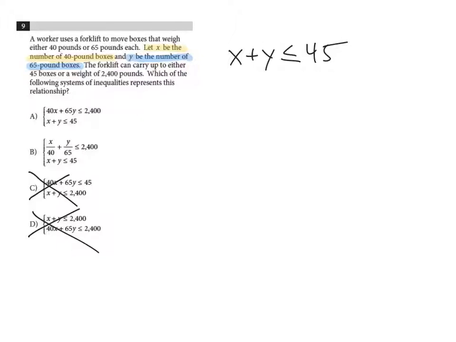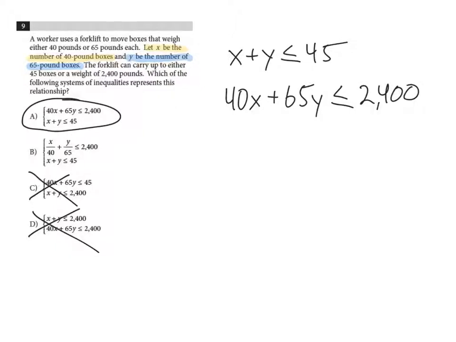And we know that the total weight has to be less than or equal to 2,400 pounds. Well, the total weight is going to be the sum of all the X boxes and all of the Y boxes. The X boxes are going to be a total of 40 times X, and the Y boxes are going to be a total of 65 times Y. That has to be less than or equal to 2,400. Okay, so it looks like our only possible solution is A.